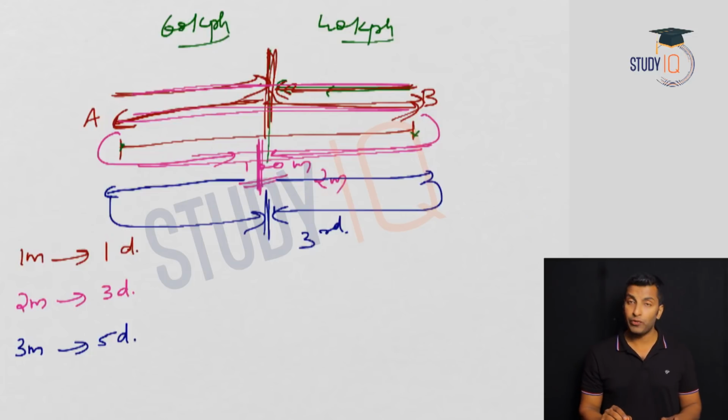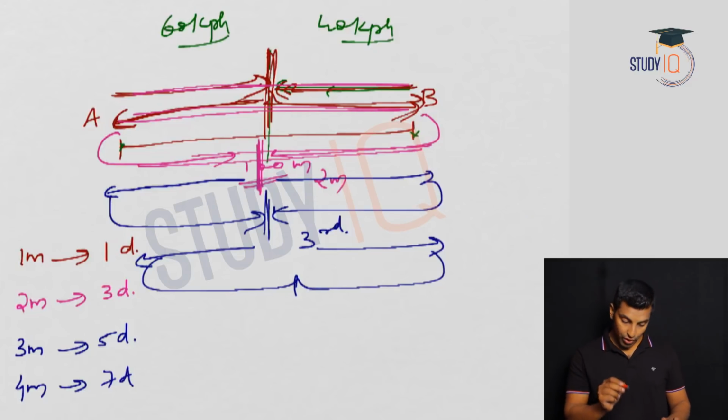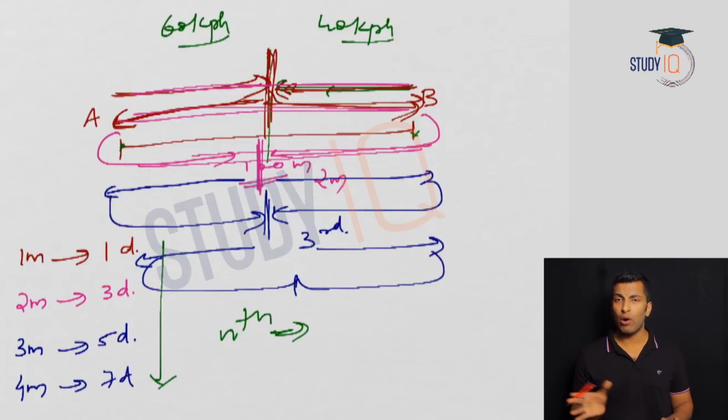Okay, now when they meet for the fourth time, it means one person will go like this and complete, and they will come back and they will meet. Okay, then 7D. So fourth meeting, 7D. Now you can see a clear-cut pattern here. Okay, so what is that? Nth meeting, if you need to know, now onwards this is enough.